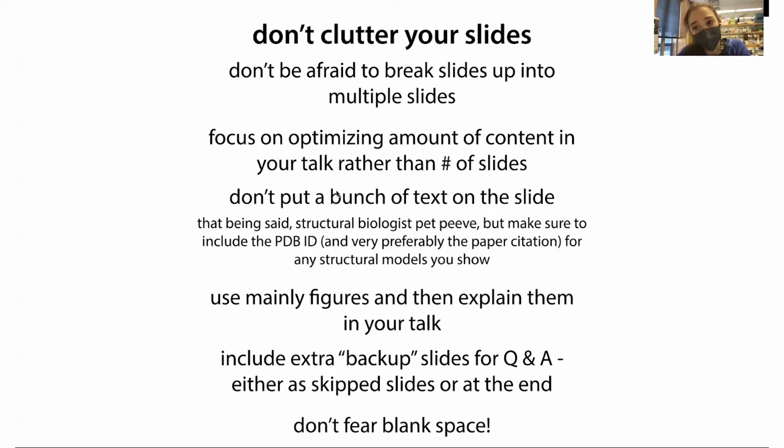Also, one structural biologist's pet peeve: if you're showing a structural model, make sure you put the PDB ID, that 4-letter code, or 4-character alphanumeric code. And very preferably cite the papers. I know that sometimes I forget to actually put the paper citation, but I try to, and at least put the PDB code so people can look it up. You can just put the PDB ID and then the author and the year. People put a lot of work into making those structural models, and so they should get credit. It also makes it easier if people want to go and look up the figure.